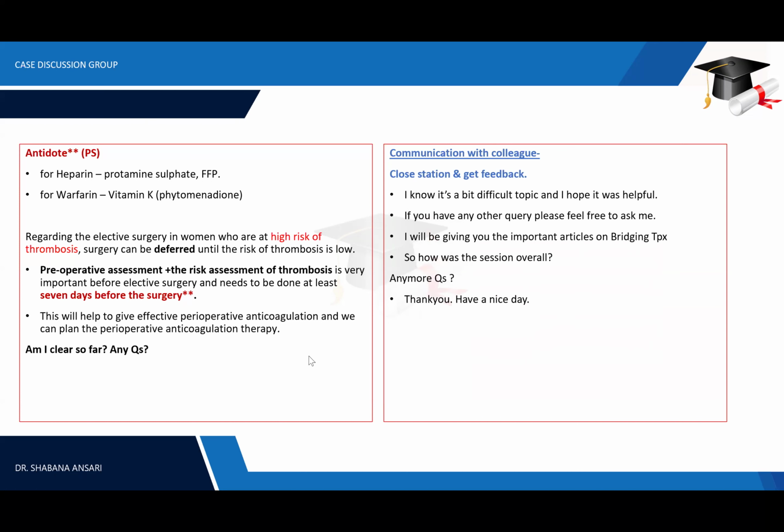Then in the end, yes, you will be closing the station and asking for feedback. So how was the session? How did it go? And if you have any query, please feel free to ask me, and I will be giving the important articles on bridging.